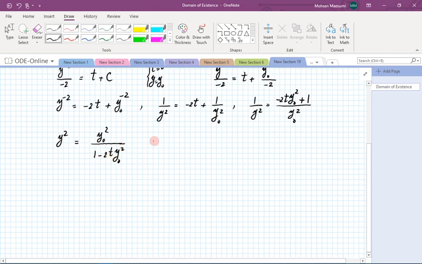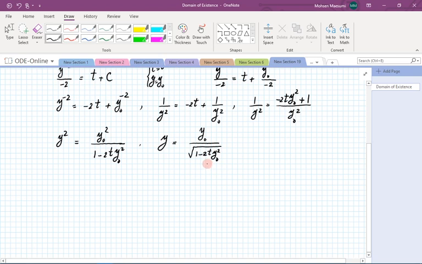Now I want to take square root. And I want you to carefully think about this thing. Should I write a plus or minus here or not? So I'm going to go ahead and write it, and then I'll ask you to think about that. Why is this correct, and why is it that I don't need any absolute value or plus or minus here? So y0 over square root of 1 minus 2t y0 squared.